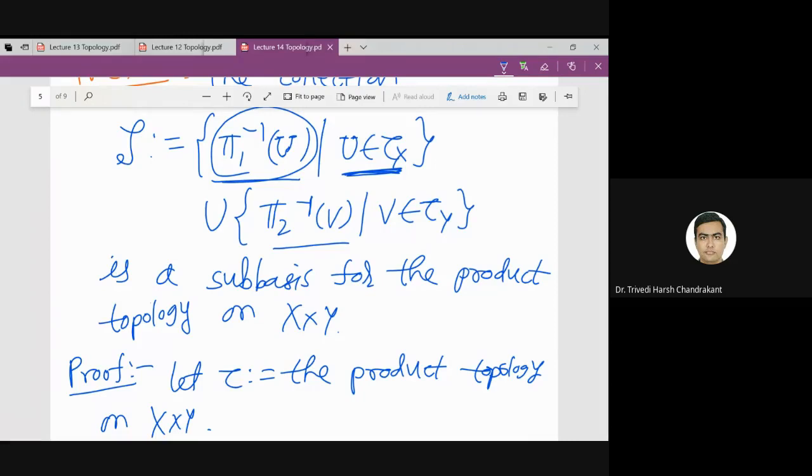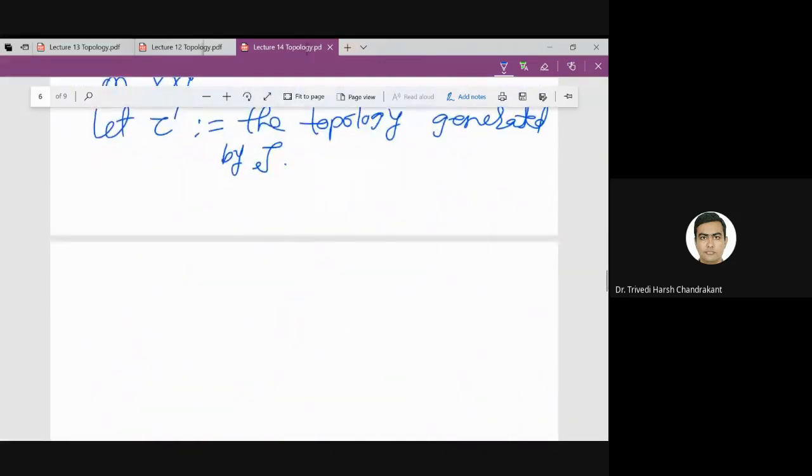So for the topology on Y, it should contain phi and Y. So therefore, U also belongs to tau X and Y is in tau Y. So U cross V is U cross Y here. That is an open set. Similarly, this is also an open set. So every element of S is open in the product topology.